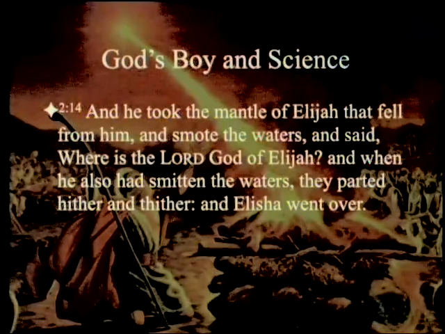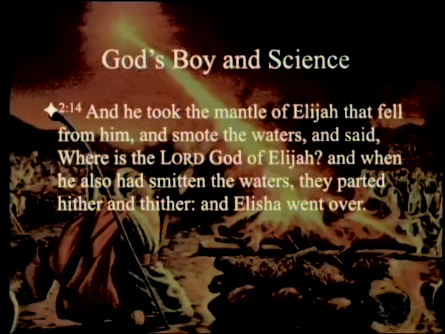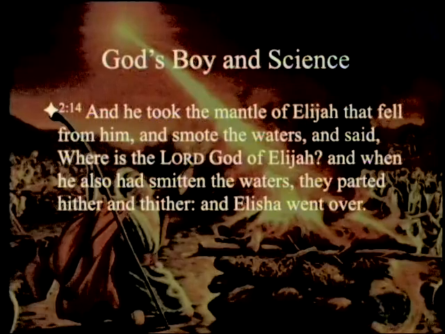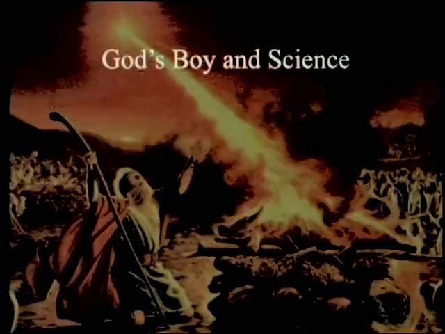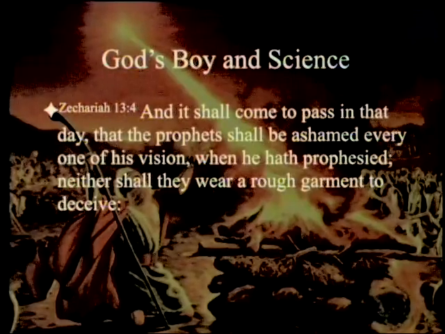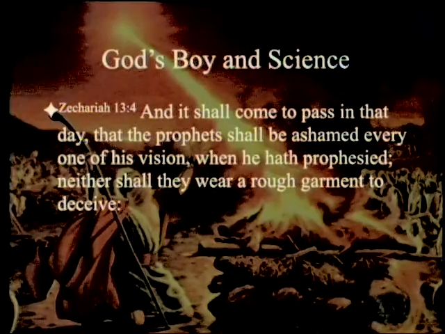Well, a little farther later, this is Elisha following Elijah. Elijah's mantle fell from him. That was his characteristic dress, right? And Elisha took the mantle of Elijah that fell from him and smote the waters and says, where is the Lord God of Elijah? And when he had also smitten the waters, they parted hither and thither, and Elisha went over. And a little further on down, you find out that Elijah's poor man's garb turned into the uniform.